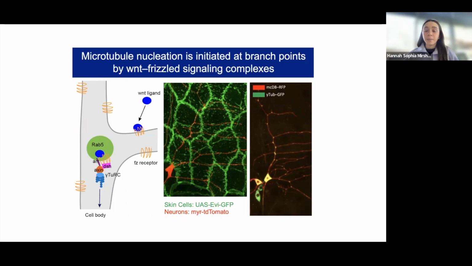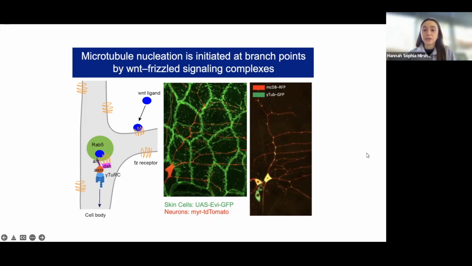The initiation of nucleation is controlled by the Wnt-frizzled complex, which is composed of a Wnt ligand bound to a frizzled receptor. Together, the signaling complex recruits various nucleation players to dendritic branch points and eventually gamma-tubulin. This then allows microtubule nucleation to be initiated. Preliminary data from our lab suggests that the source of Wnt ligand in this complex comes from extracellular skin cells.